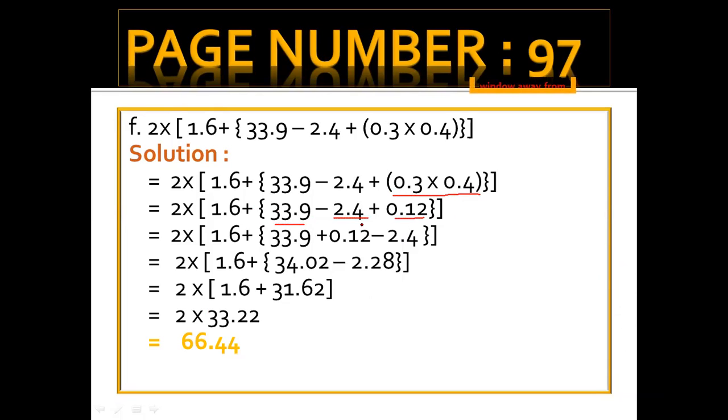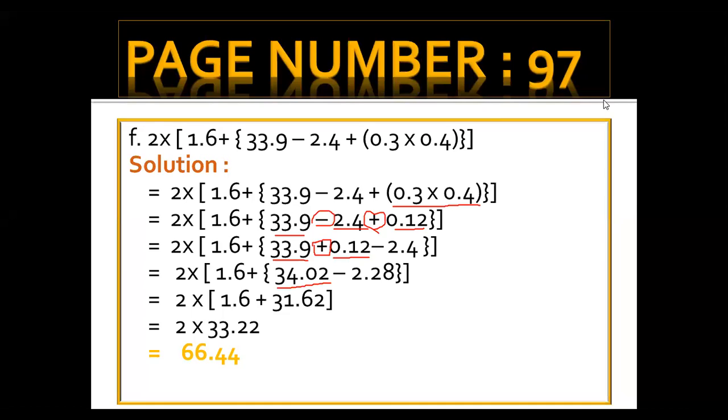According to the DMAS rule, first we add the numbers and then we subtract. So we combine the two numbers, 33.9. Here I only change the place of 0.12 because the sign of this number is plus, and according to the DMAS rule, we add the number. You can directly add 33.9 and 0.12, but for your convenience, I shift the number with 33.9. When we add these two numbers, 33.9 and 0.12, 34.02, and we subtract 2.4.